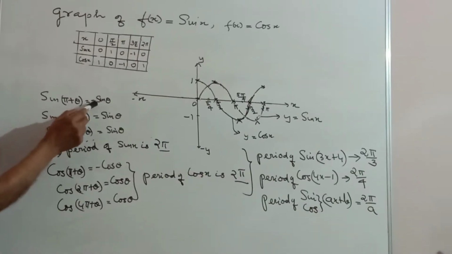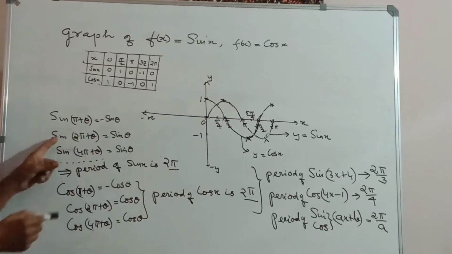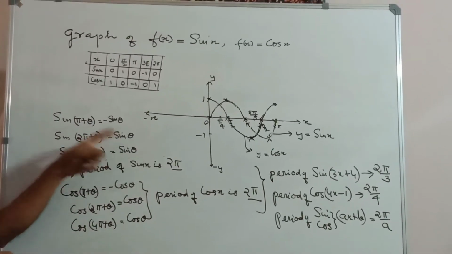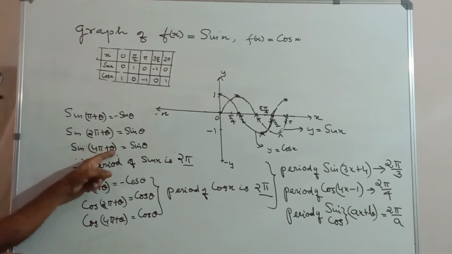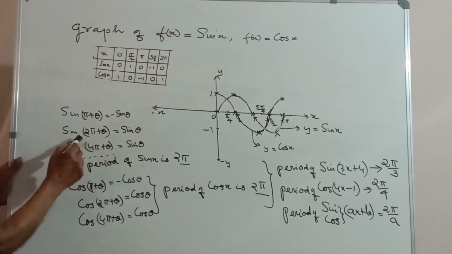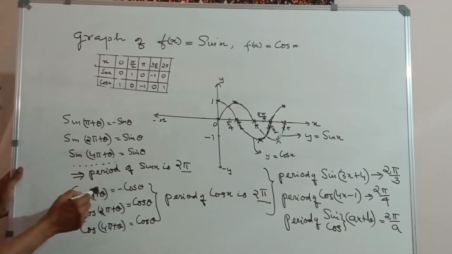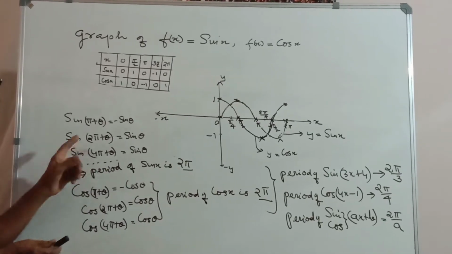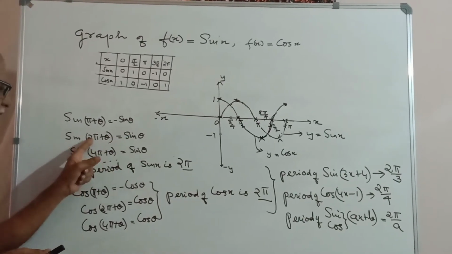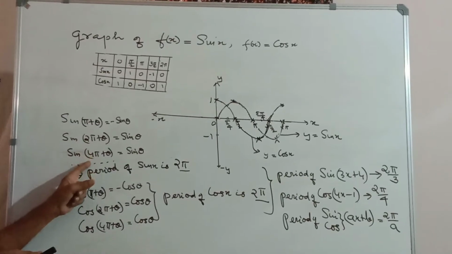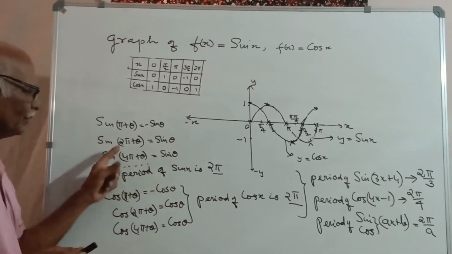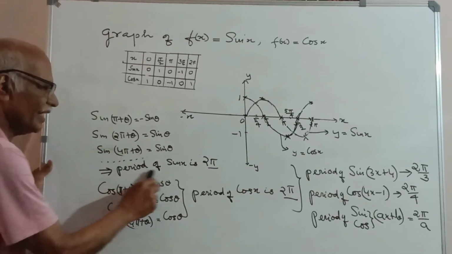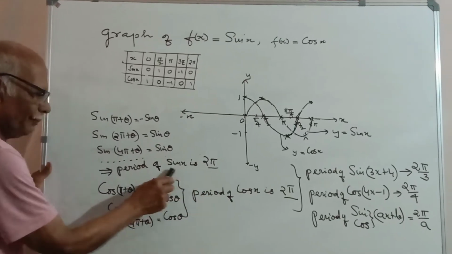Sin of pi plus theta is minus sin theta. But sin of 2 pi plus theta is sin theta. Sin of 4 pi plus theta is sin theta. You see, 2 pi, 4 pi, etc. will not change the value of sin. The minimum of this 2 pi, 4 pi, 6 pi, etc. is 2 pi. We say the period of sin x is 2 pi.